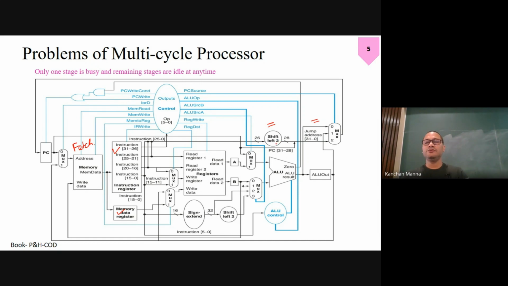We want to use these idle stages. When some instruction is in the fetch stage, we also want to use the other stages for other instructions. So can we perform that operation? How can we do that? What do we mean by pipelining?